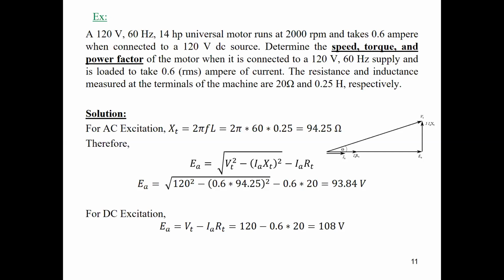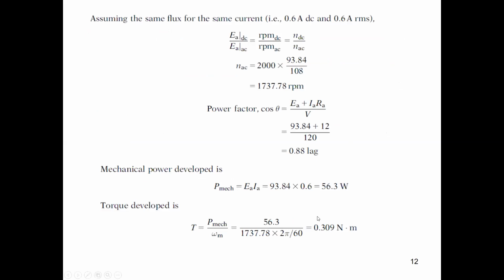And here the current is 0.6 amps. It's almost no load. For that, you have a very small torque value. If you find the torque here, it's 0.3 Newton meter. However, if you calculate the rated torque of the machine, it should be very high. Okay? Any question?